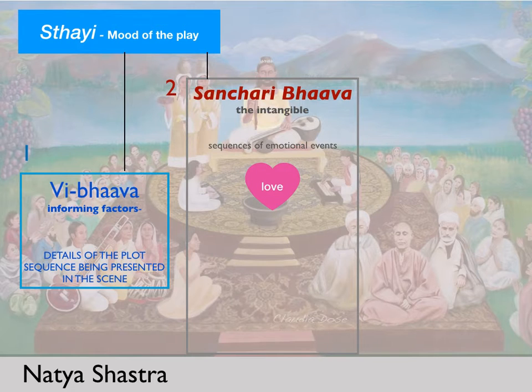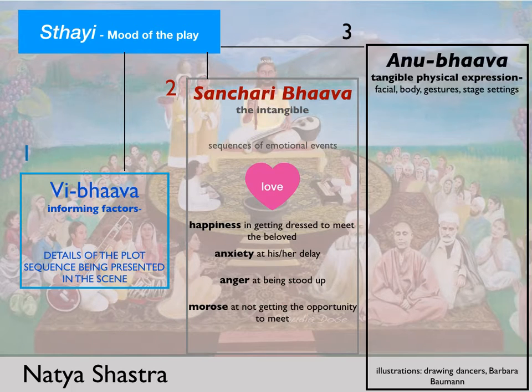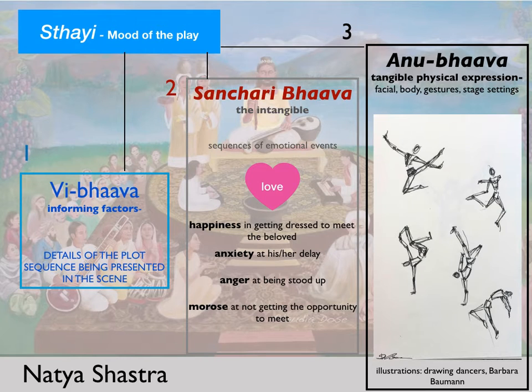A typical sequence of events of a person in love is illustrated here. Happiness in getting dressed to meet the beloved, anxiety at his or her delay, anger at being stood up, morose at not getting the opportunity to meet. Other moods can be similarly interpreted through Sanchari Bhava. 3. These emotions are actually seen through the bodily movements and gestures. The technique of the actor is also complemented by costumes, stage settings, etc., all of which is called the Anubhava.